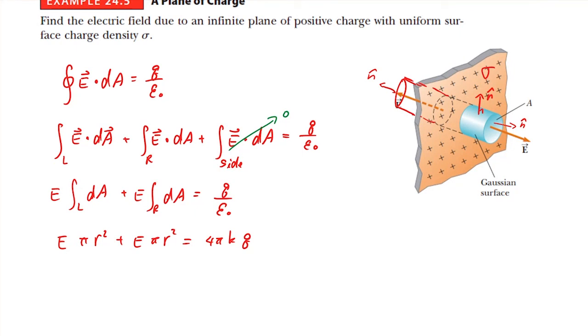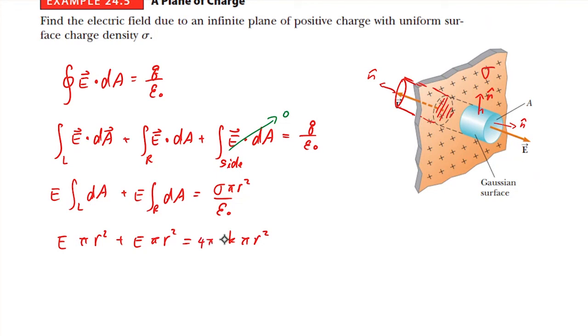Wait. No. We have to calculate what Q is. So let's calculate the amount of charge inside. The amount of charge right there would be sigma times the area of that circle. Would that be pi r squared? Oh my God. So far, so good? Yes. Yeah, my usual mistake.